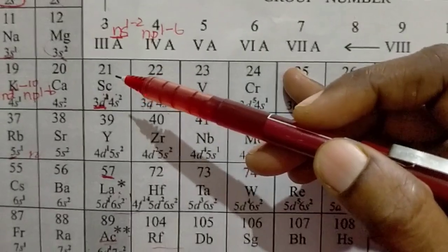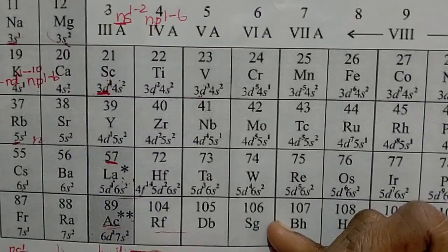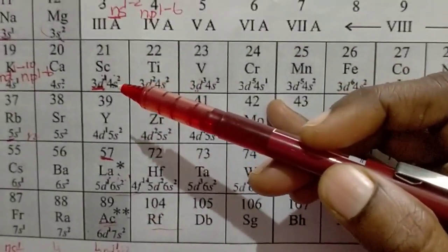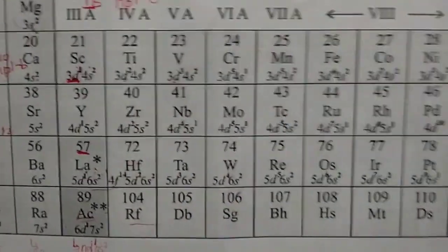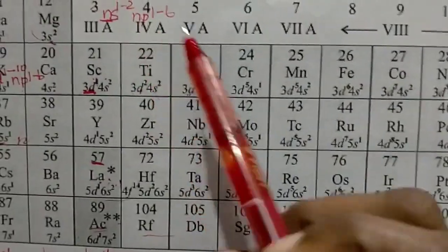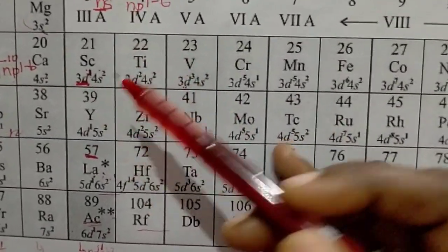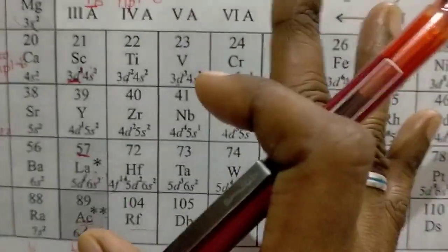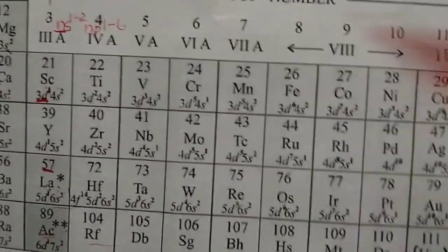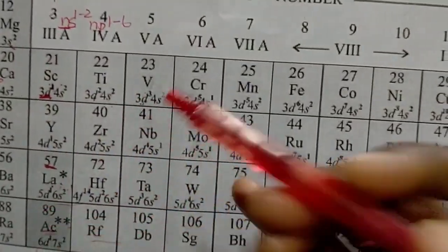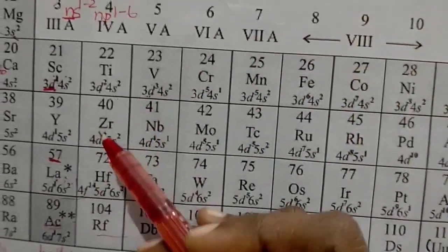Okay, so the atomic number is increasing from top to bottom of a group, and the number of shells in those elements is also increasing. That means the electrons are filling in different shells, not in the same shell. Because of the electrons filling in more orbitals, the size of the atom is increasing.